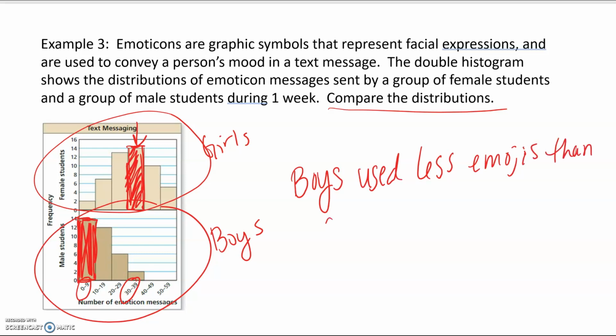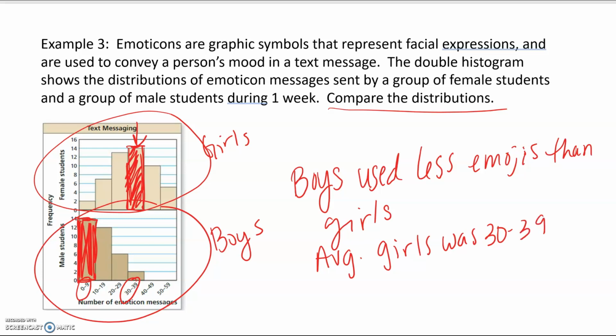than girls, and the average for girls was 30 to 39, where the average for boys was 0 to 9. Okay, that's a lot less than the girls.